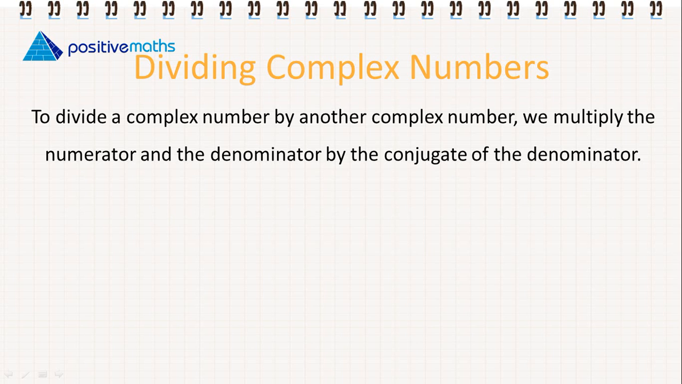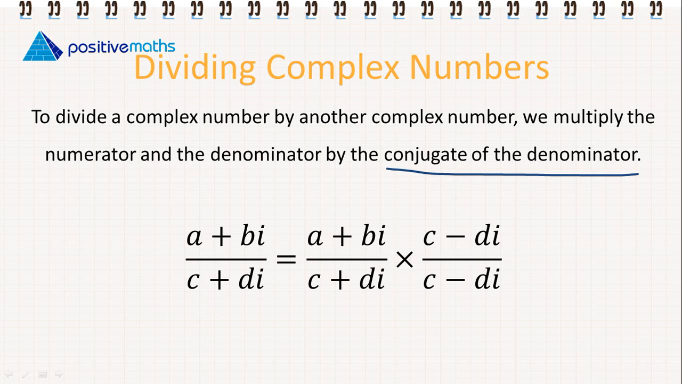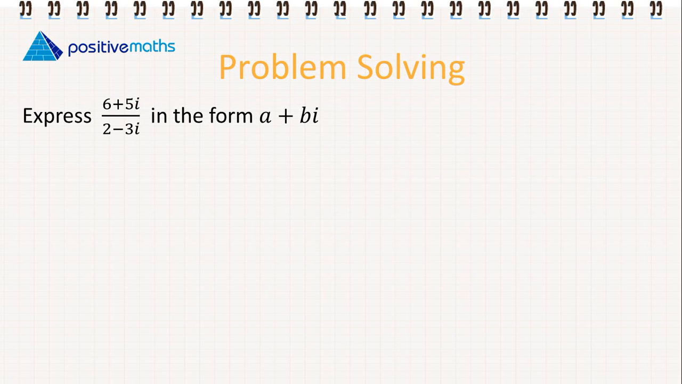To divide a complex number by another complex number, we multiply the numerator and the denominator by the conjugate of the denominator. Okay, so that's very important. So if we have a plus bi divided by c plus di, that's going to be equal to a plus bi over c plus di multiplied by the conjugate of the denominator. So that's multiplied by c minus di over c minus di. So we multiply above and below by the conjugate of the denominator. So let's look at an example.